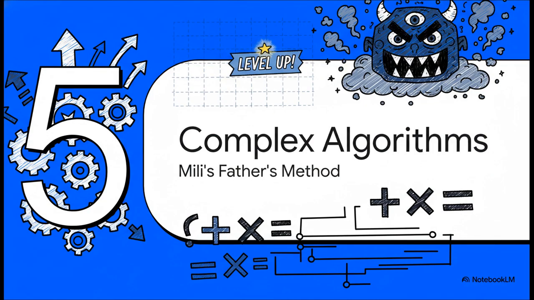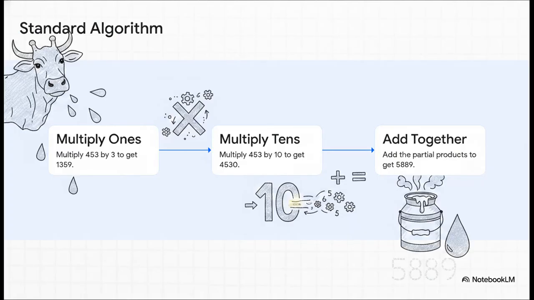And here we are, Section 5, Mastering Complex Algorithms, specifically Millie's father's method. All right, we have officially arrived at the boss level of Chapter 6. This is where we bring the whole shebang together, multiplying a 3-digit number by a 2-digit number. Let's just walk through this nice and slow, using this example from a dairy cooperative that's tracking milk from Gir cows. The problem they have is 453 times 13.